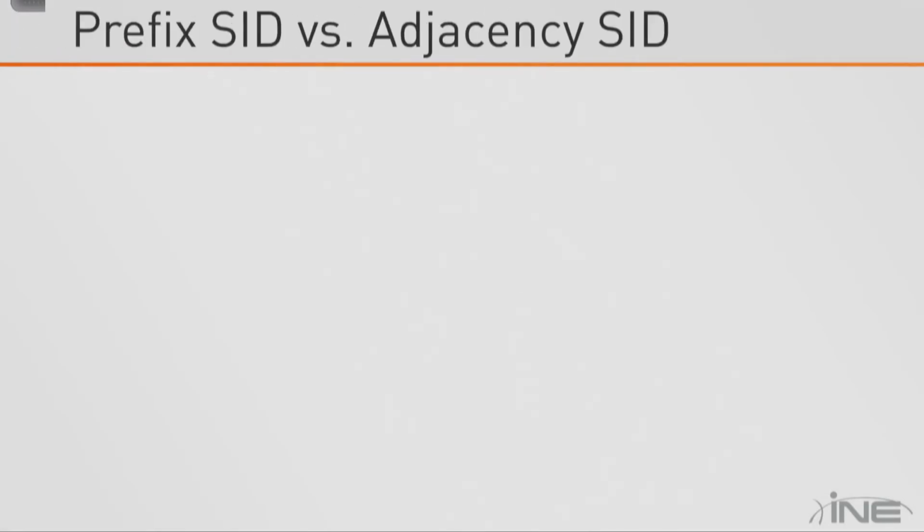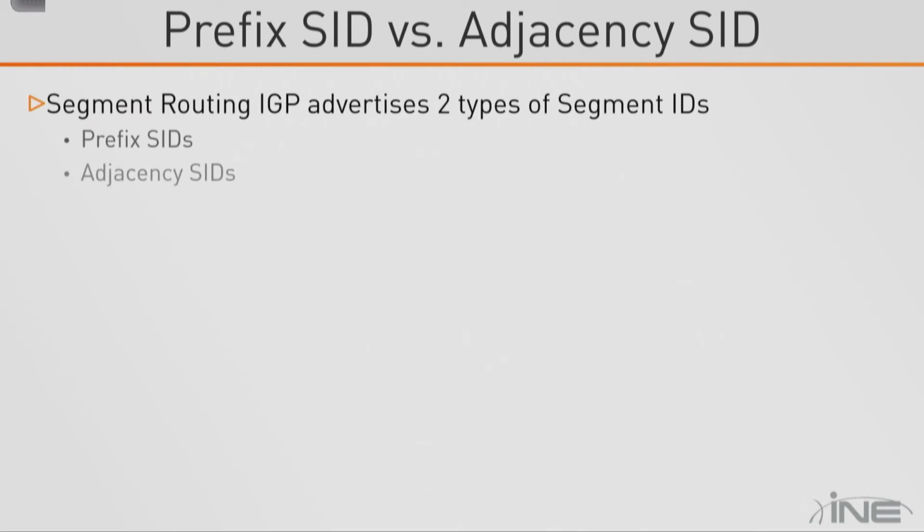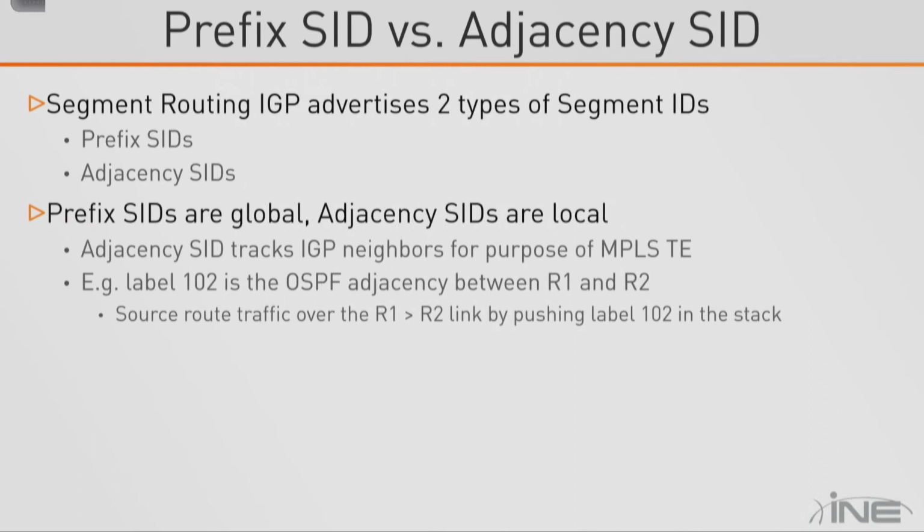Okay, the next term that we have is called the prefix SID versus the adjacency SID, or the prefix segment ID versus the adjacency segment ID. Okay, so segment routing IGP is going to advertise two different types of segments. So this is going to be for either OSPF or ISIS. It's going to be the same type of behavior, where the prefix segment IDs are globally significant, and the adjacency segment IDs, these are going to be locally significant.